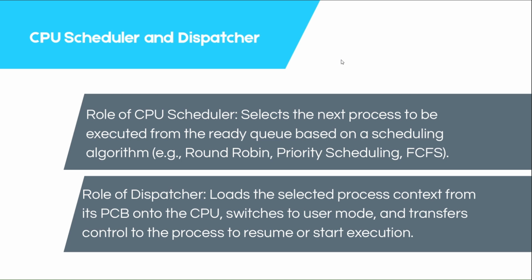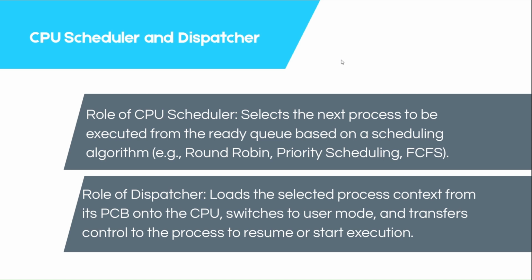Imagine a railway station. Many passengers are waiting to board the train. The station master decides which train will leave first according to the schedule. Similarly, many processes wait inside the ready queue. The CPU scheduler decides which process will run next. The scheduler makes this decision based on different scheduling algorithms such as first come first served, shortest job first, priority scheduling, and round robin.